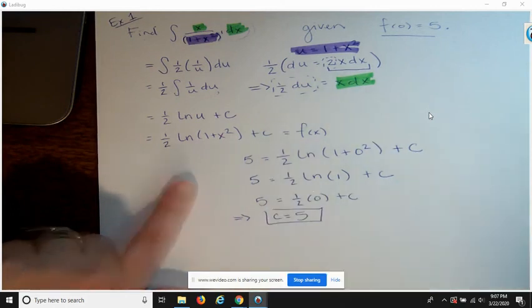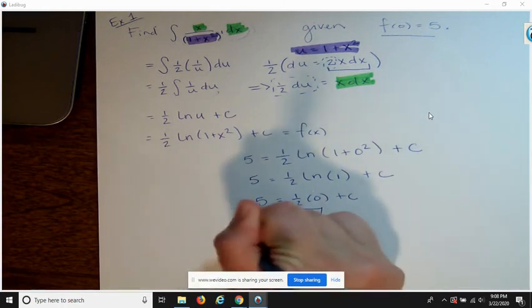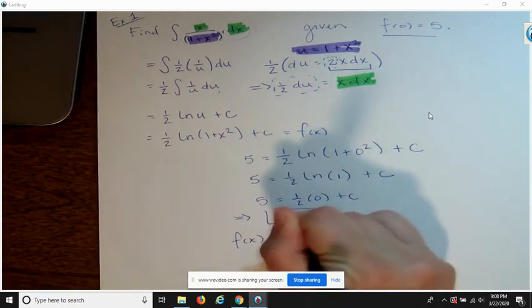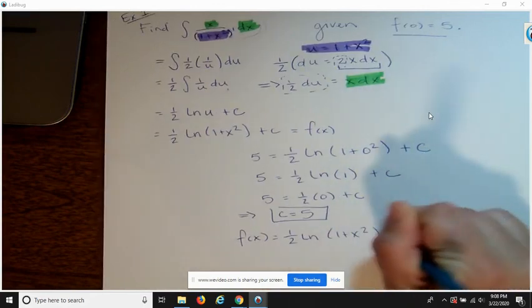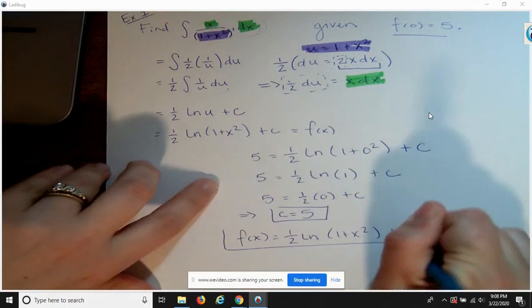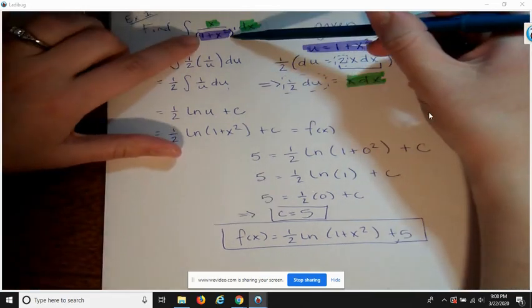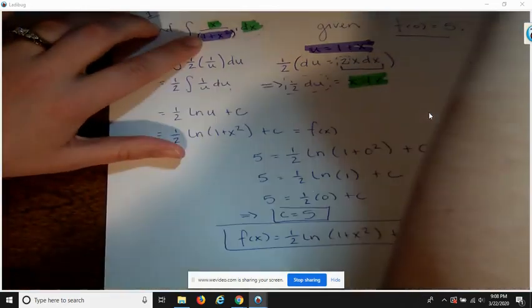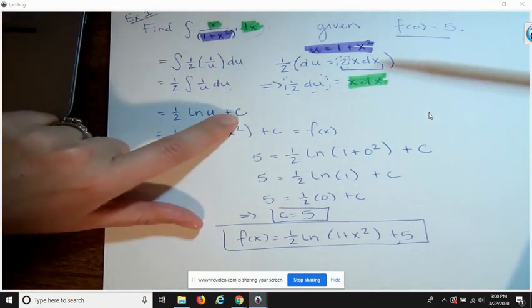Pretty sweet. Now I know that my f of x is equal to 1/2 times the natural log of 1 plus x squared plus 5. That would be my final answer. Okay, so this was just basic integration. Well, it was a little more than basic, I guess, because we used u substitution in this, and we found the constant term of integration.